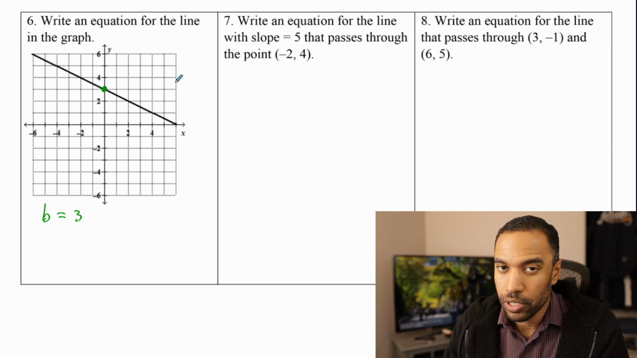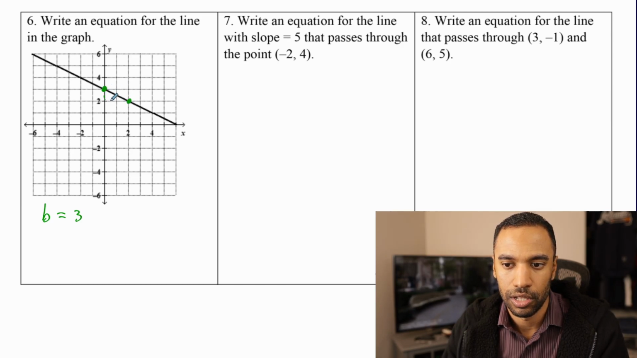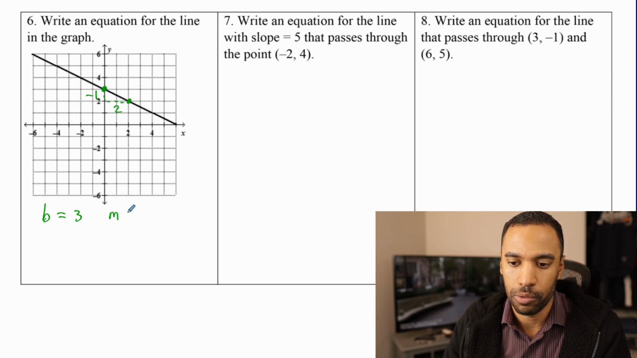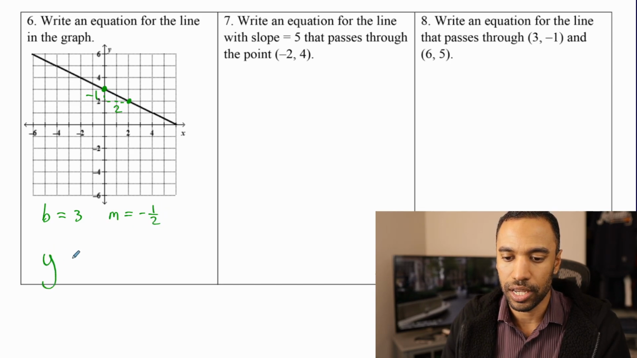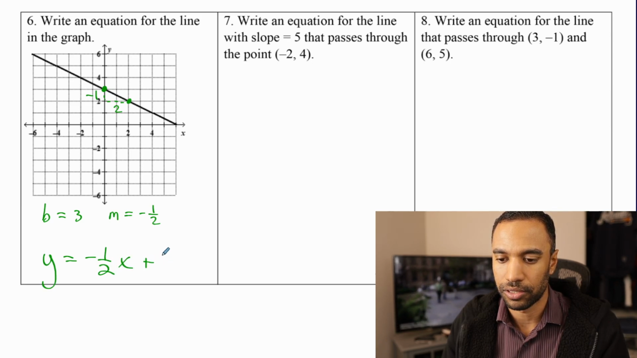To get your slope, just like we did before, pick another point on this graph that it definitely crosses through. I'll go ahead and do this one. And we see how much it goes down and over from one value to the next. Looks like we fall 1, and we run 2, so the slope is negative 1 over 2. That means that this equation is y equals negative 1/2 x plus 3.